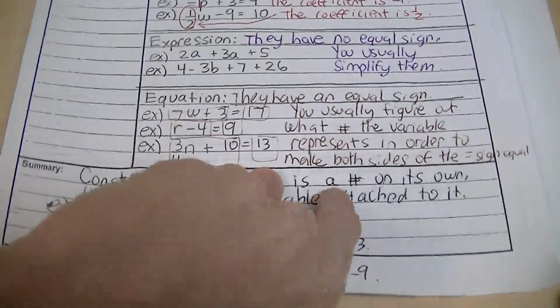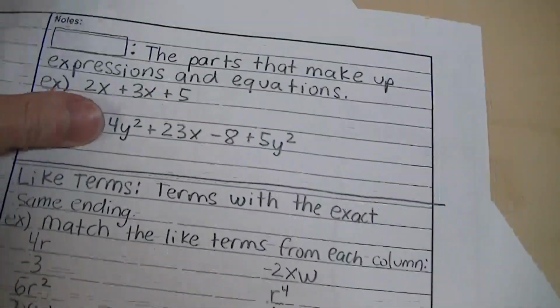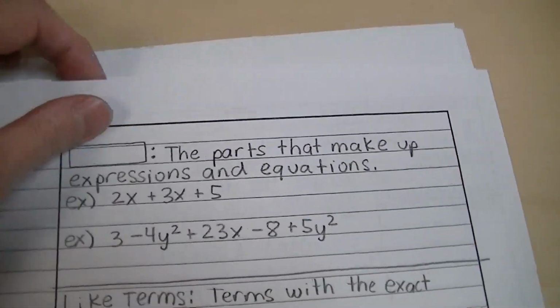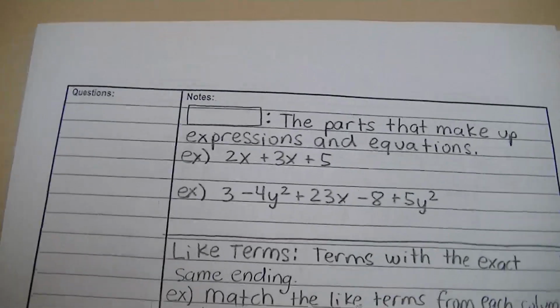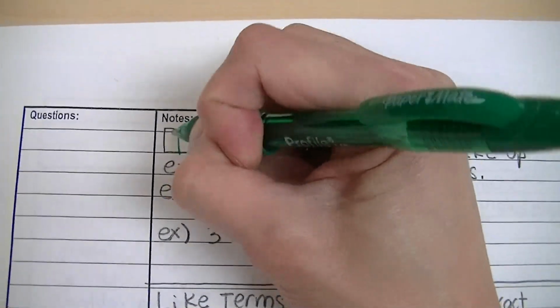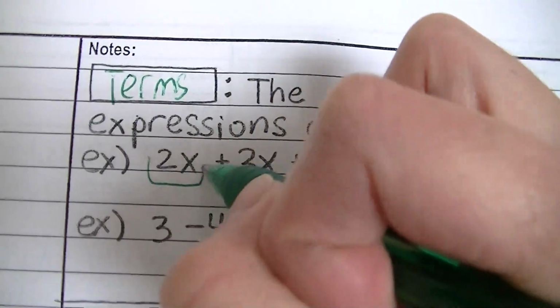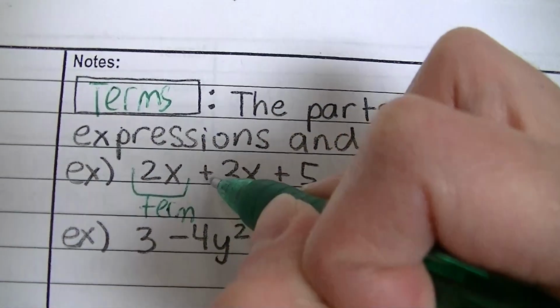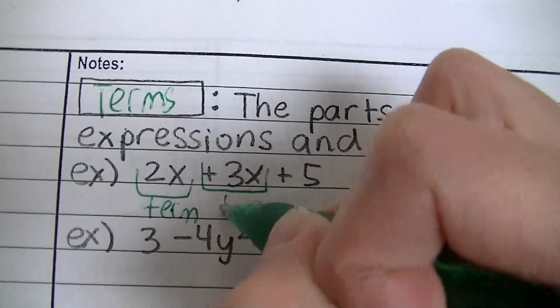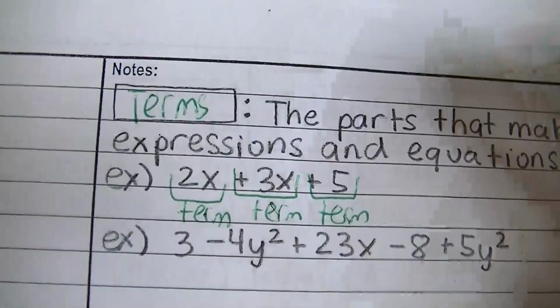Okay, on the back is another vocabulary word. The vocabulary word, its definition is the parts that make up expressions and equations. And the parts that make up expressions and equations are called terms. Okay, so in this first example, this right here is a term. And include the symbol in front of it. That's a term. That's a term. So there's 3 terms in that expression.